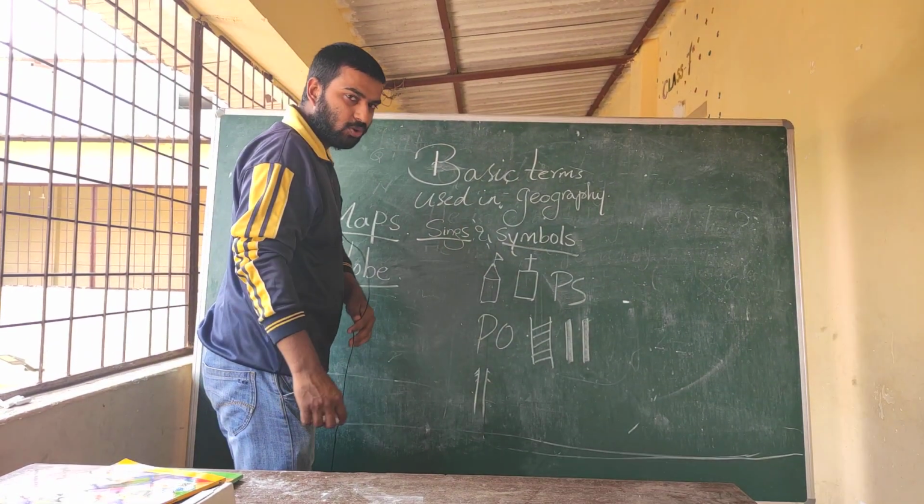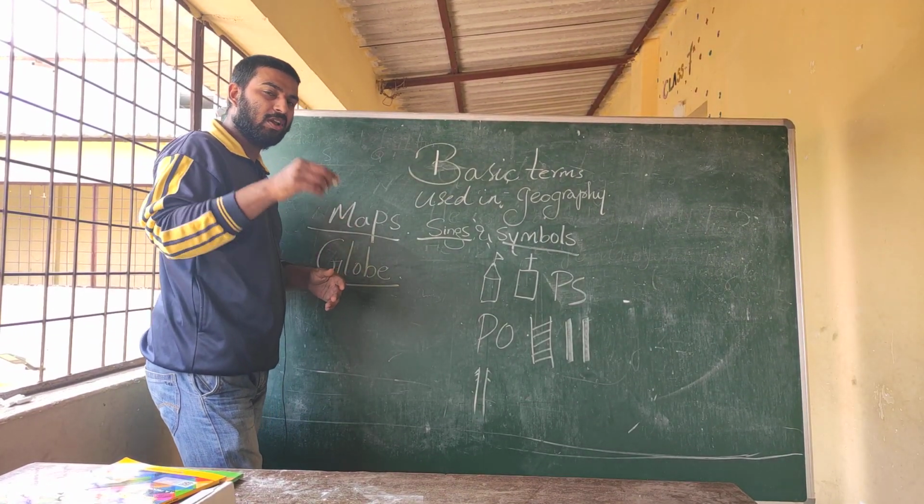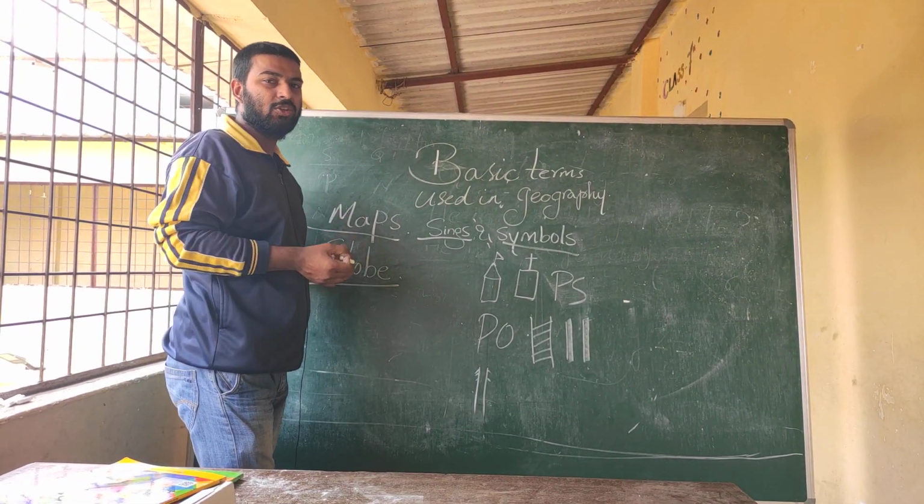In the next class we are going to read about the imaginary lines which are drawn upon the globe, that are known as latitude, longitude and equator.